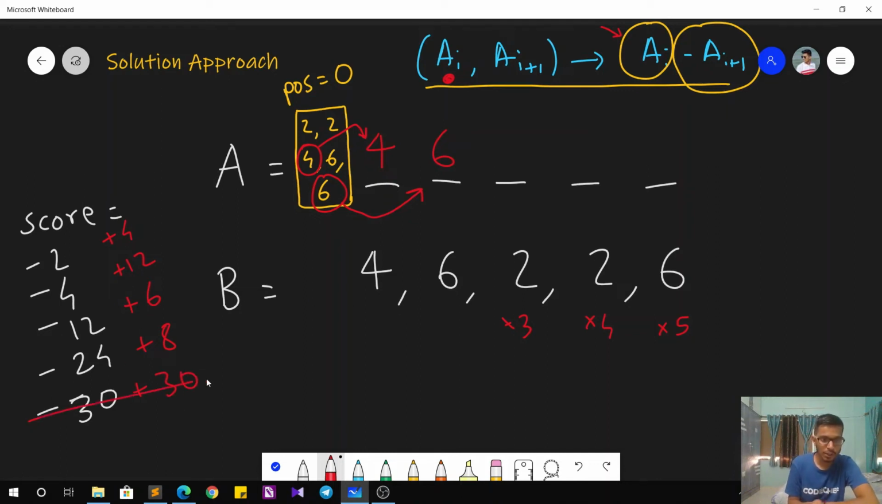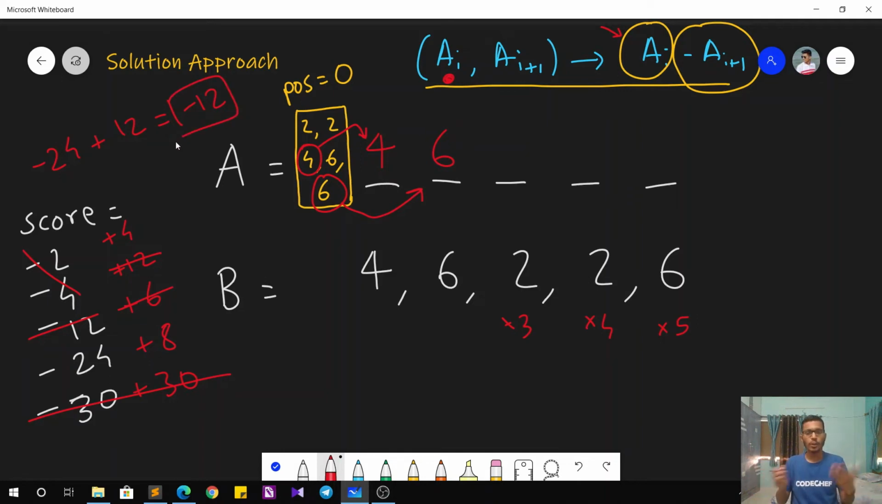Right. So these two get cancelled with each other. Plus 12 and minus 12 get cancelled with each other. Minus 6 and plus 6 get cancelled with each other. And finally, we have minus 24 plus 12, that is minus 12. So our final score is minus 12.